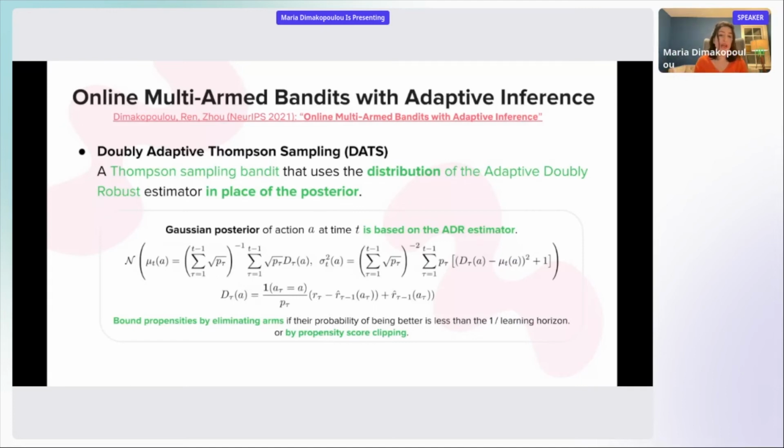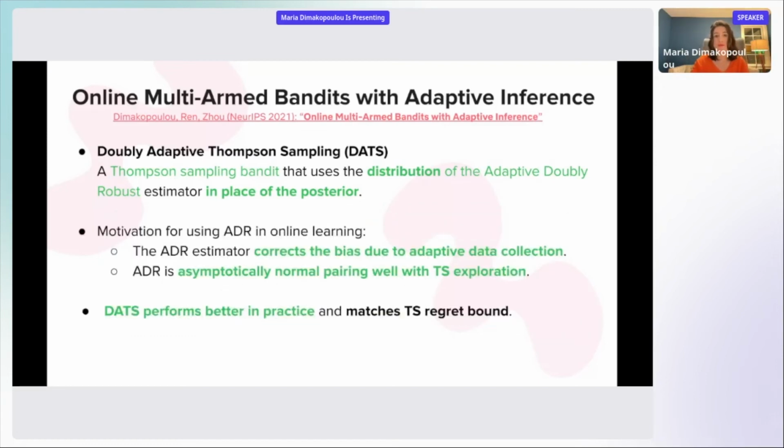But we also evaluate a simpler variant of doubly adaptive Thompson sampling that instead of arm elimination uses propensity score clipping, meaning it replaces the propensity score of an observation with the max of a clipping threshold and that propensity score, so that it doesn't go below that clipping threshold.